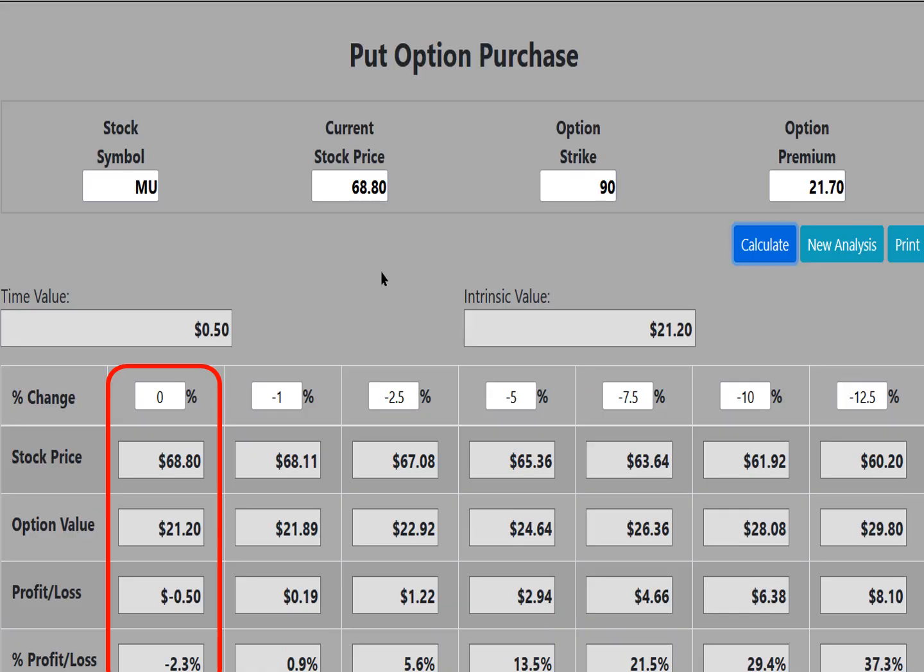And notice that if the MU stock price does not make the expected move down and remains flat at expiration, the 90 put would only lose minus 2.3% or minus $50 compared to the minus 82.9% or minus $580 loss for the 70 strike put that we looked at earlier.